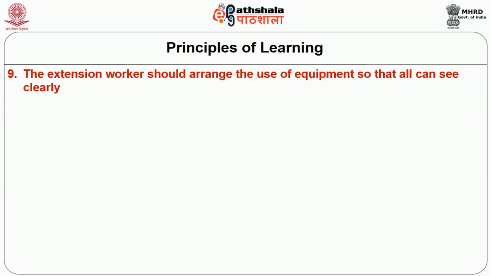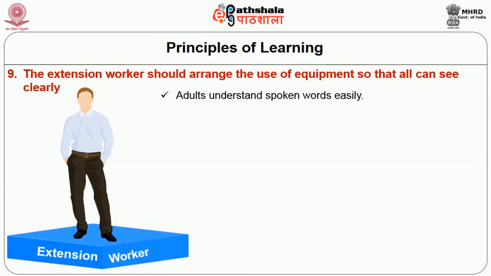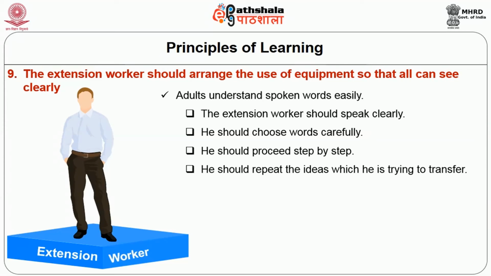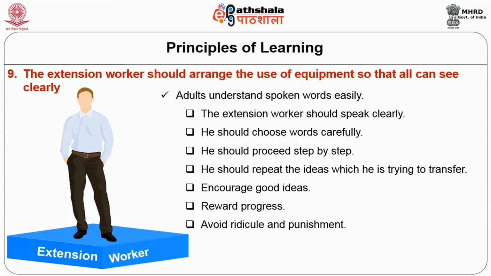Next, the extension worker should arrange the use of equipment so that all can see clearly. Adults understand spoken words better than written words. Hence, the extension worker should speak clearly. He should choose words carefully. He should proceed step by step. He should repeat the ideas which he is trying to transfer. Encourage good ideas, reward progress, avoid ridicule and punishment.